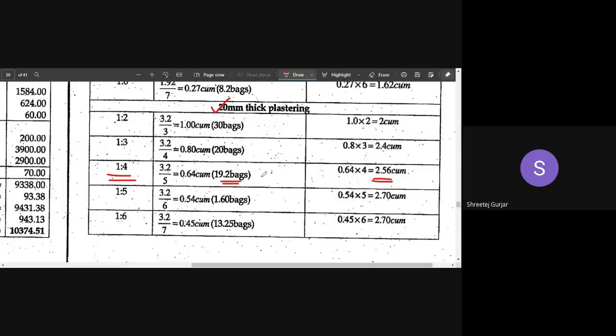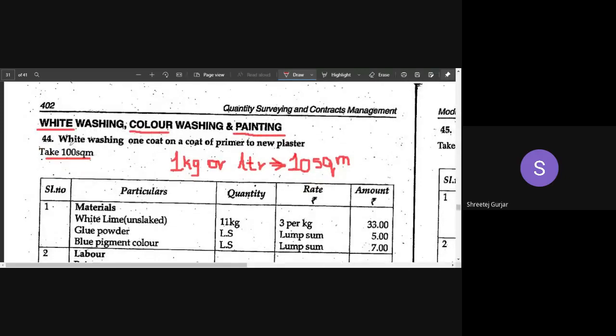After this, the next thing we have to look into is whitewashing, color washing, and painting. I hope you recall whatever we learned in specification regarding whitewashing, color washing, and painting.